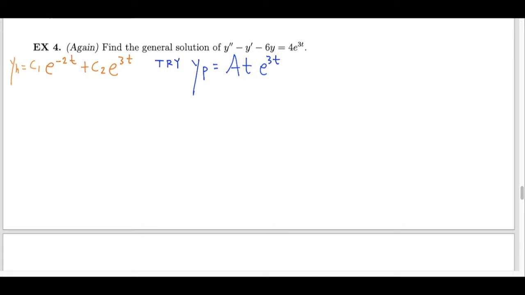So this time, instead of just selecting y sub p to be some coefficient a times e to the 3t, I've introduced this t here as a multiple so that the repetition between this e to the 3t term and this one is eliminated. Now that I've modified my y sub p appropriately, the rest of the problem should play out as it would have previously.